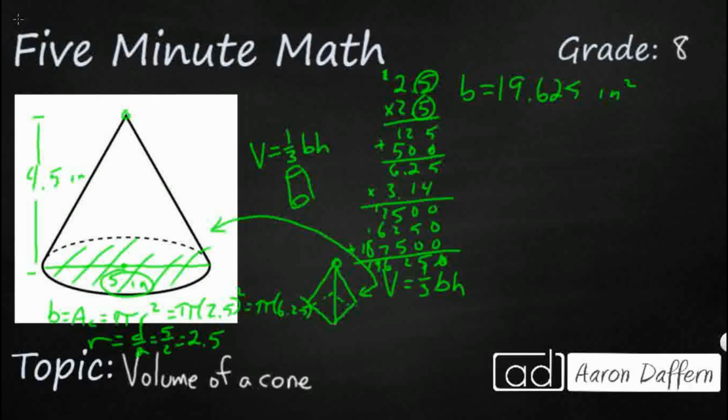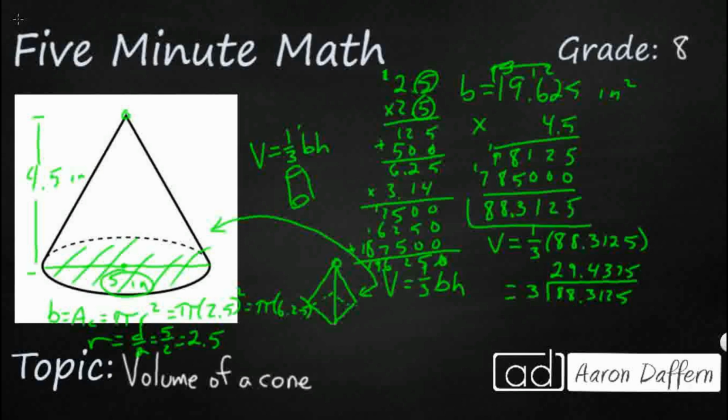Now I need to multiply that by the height, right? And so that's going to be 4.5. When you multiply those two, you get a little bit over 88. You still need to divide by 3 or multiply by 1/3. Final answer is 29.4375.